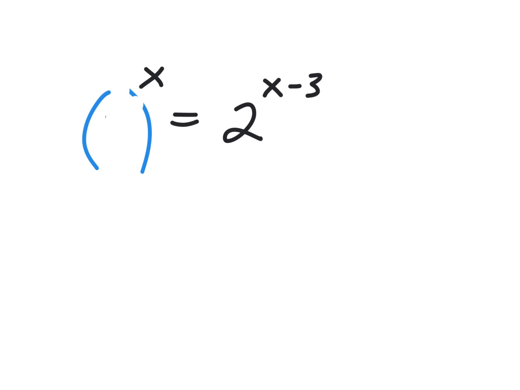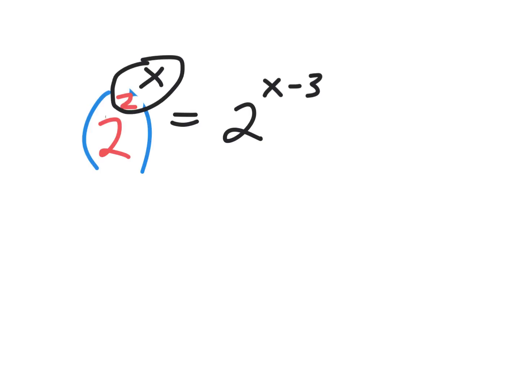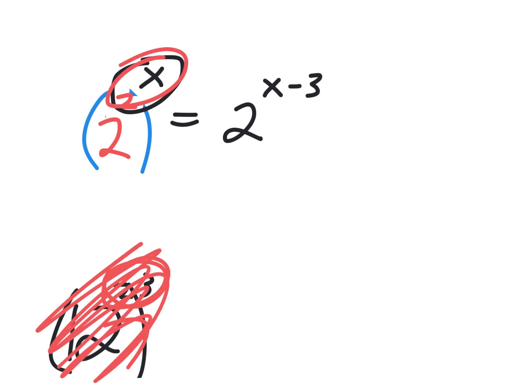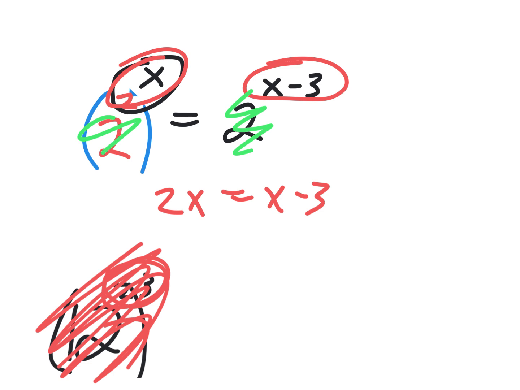Please, for your own good, use parentheses. And I hope you remember that when there's a parenthesis here, that means these are timesed. Right across a parenthesis, you times. Like if I had 12 to the second and then there was a 3 there, these powers get multiplied. That's 12 to the 6th. All right, so back to this. That's 2x. That's x minus 3. 2x equals x minus 3. It's almost like these just disappeared.